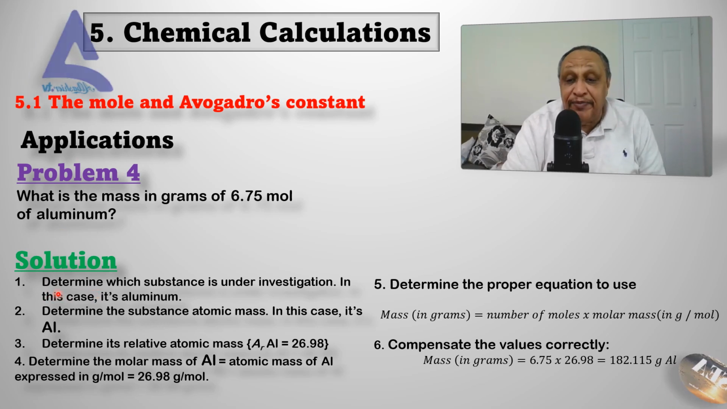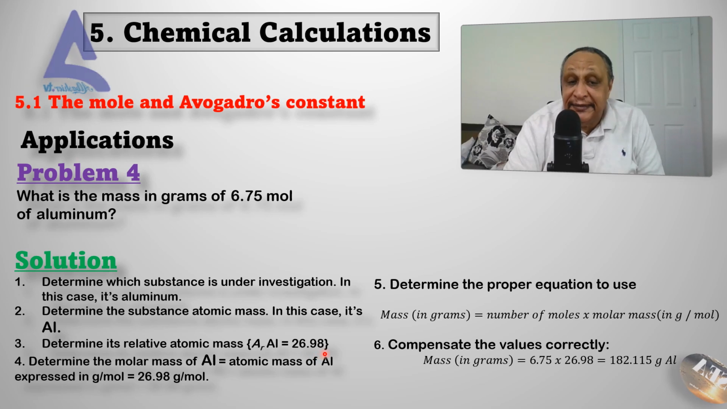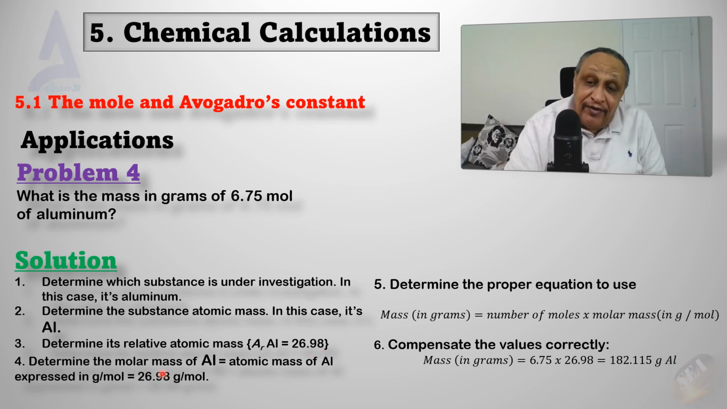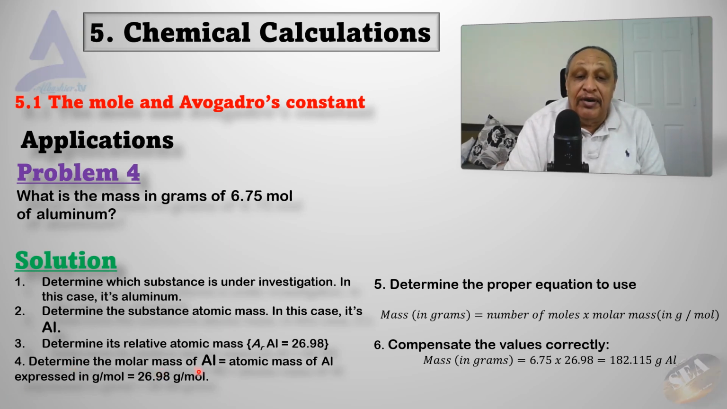Okay, we are going with the same steps. There is no change in our protocol. Determine which substance. It is aluminum. Determine the substance's atomic mass, not molecular mass, and in this case it is aluminum. Determine the relative atomic mass of aluminum. The relative atomic mass of aluminum is 26.98. From where do I get it? I get it from the periodic table. Determine the molar mass, so I'm going to express this in gram per mole, and that's it.